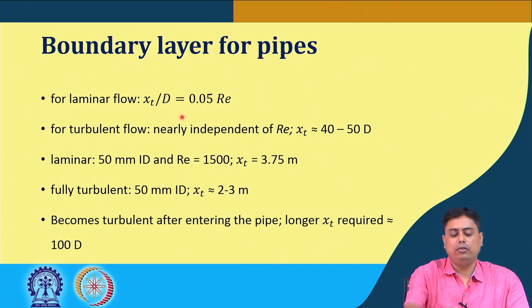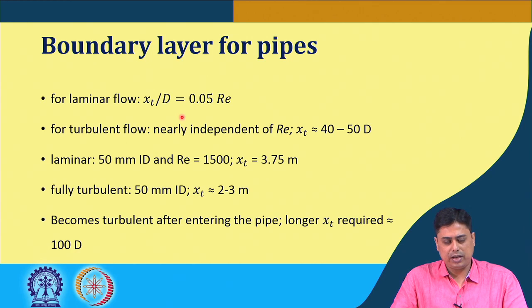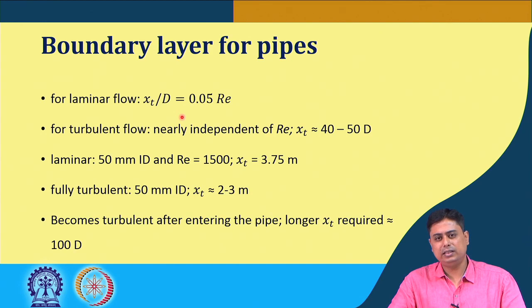For turbulent flow, let us say typically, when it goes to a very high velocity, the transition to turbulent flow occurs. So, in the fully turbulent cases, we see that this entrance length or the transition length is nearly independent of the Reynolds number, and that transition length typically is 40 to 50 diameters of that pipe or the conduit where the boundary layer is developing.